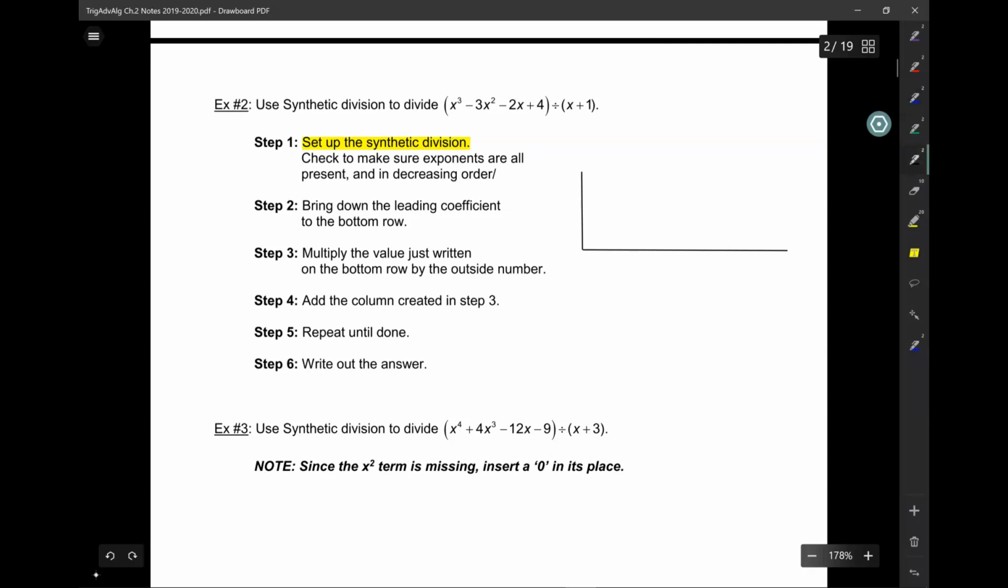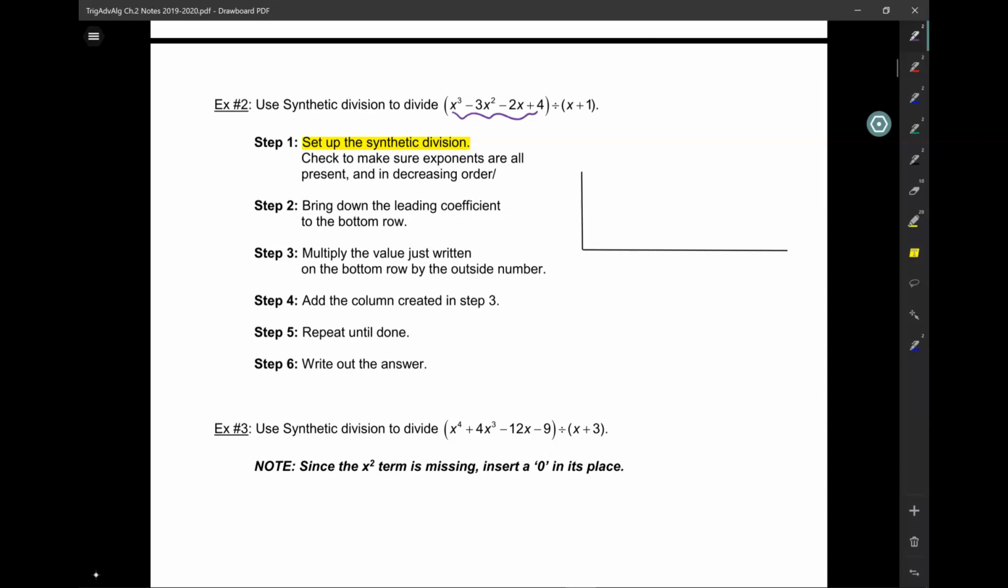this half of a rectangle here, right? So you're going to set up that little space. Okay, next, you want to check to make sure that in this polynomial, all the exponents are lined up in decreasing order, right? And all the exponents are present starting with the biggest one.